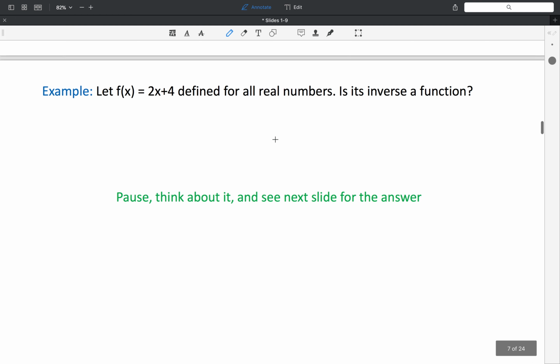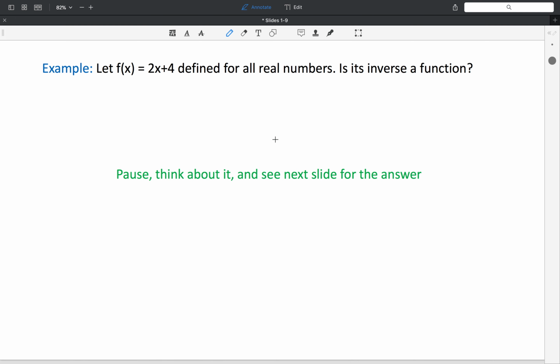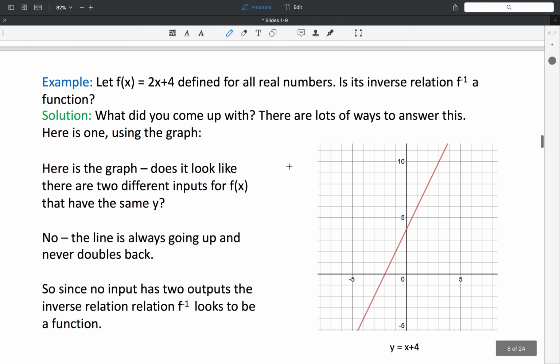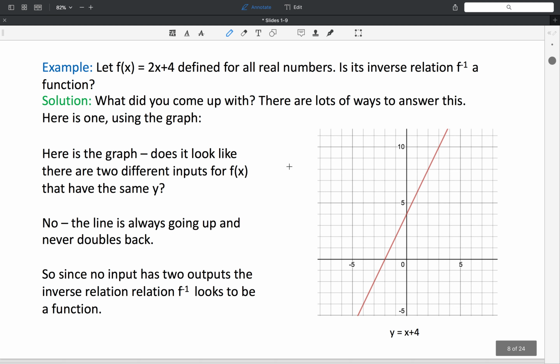So again, I want to define this for all real numbers and ask, is its inverse a function? Pause, think about it, and see the next slide. So here's the example right here. And what do you come up with? There's lots of ways to answer this, and here's one using the graph. Does it look like there are 2 different inputs for f of x that have the same y?